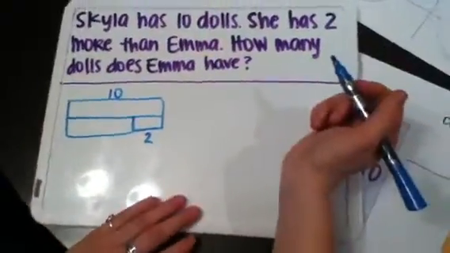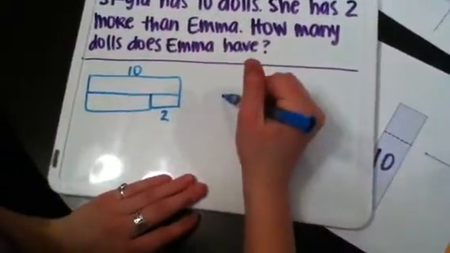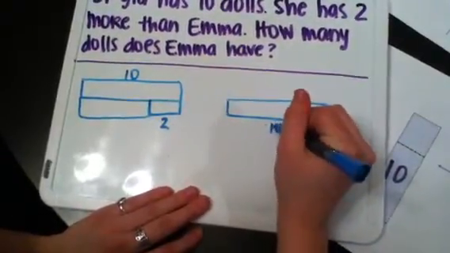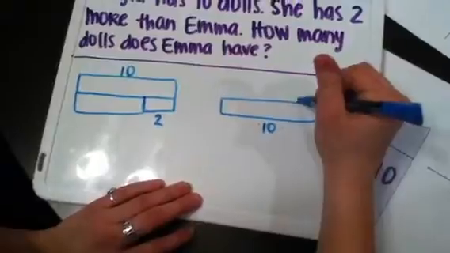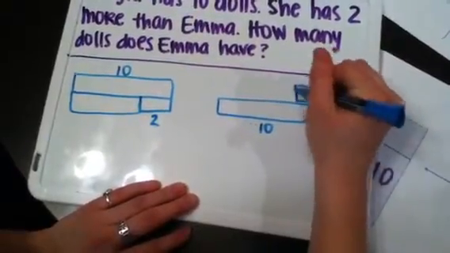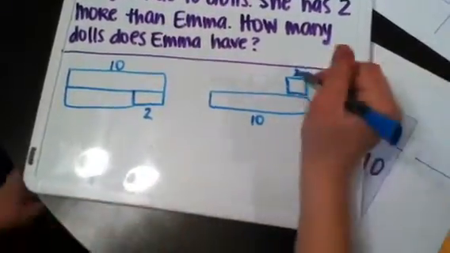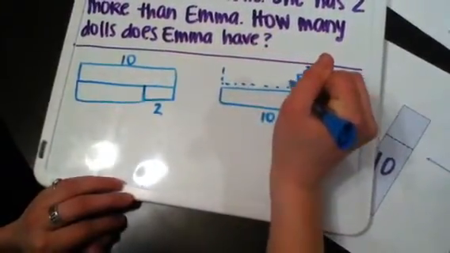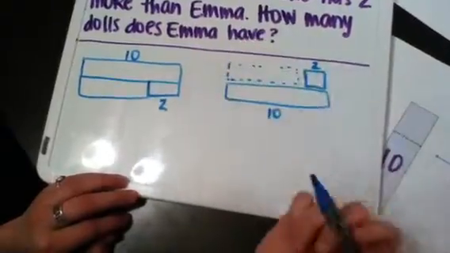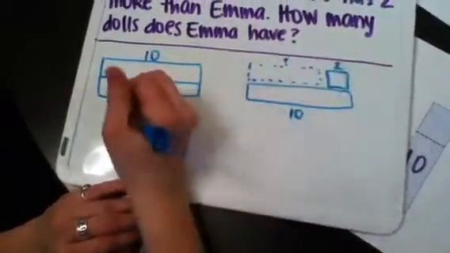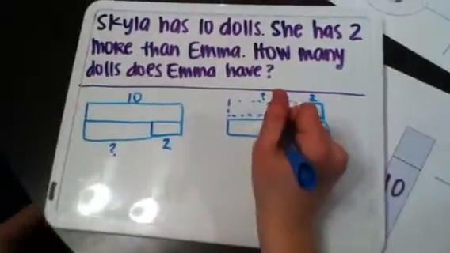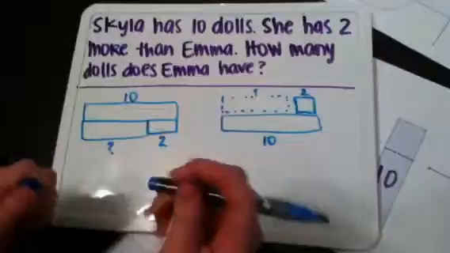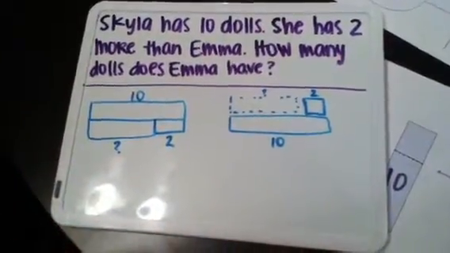Another way to draw this is to do this. This is the 10. And we have 2. 2 more than Emma. Now we need to figure out what this number is. How many does Emma have? How many dolls does she have? So now we need to be able to create an equation for this.